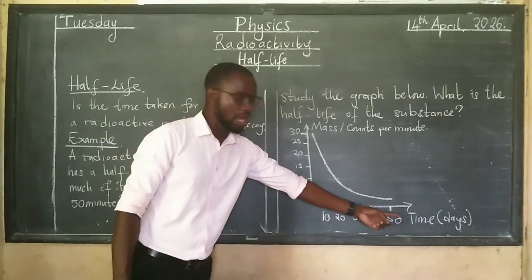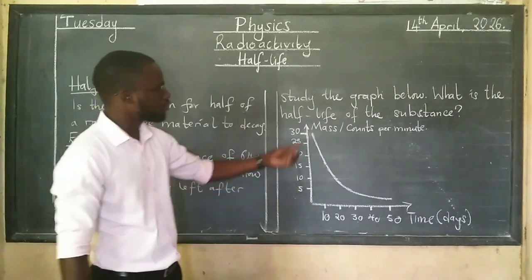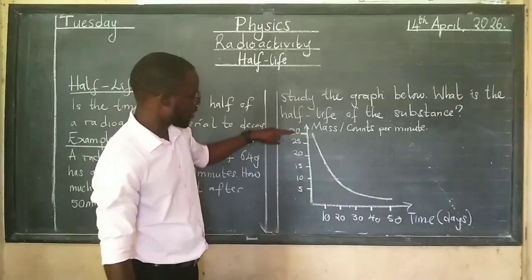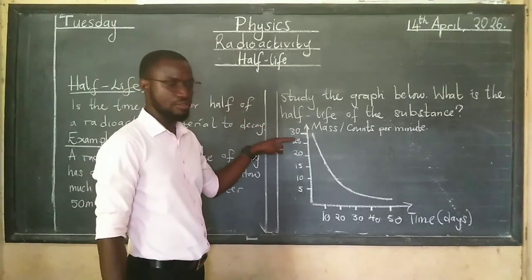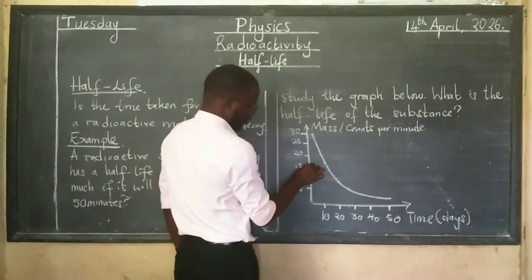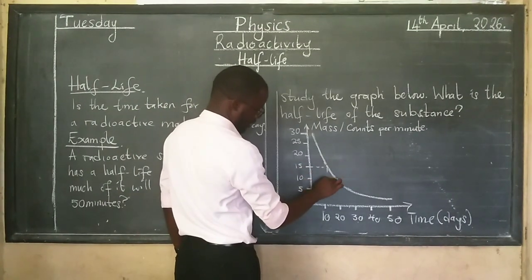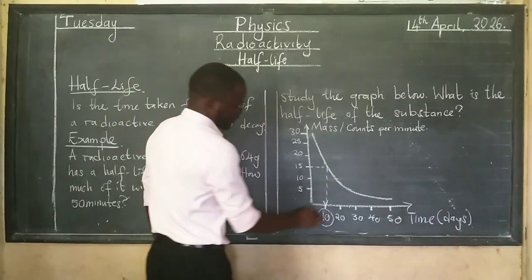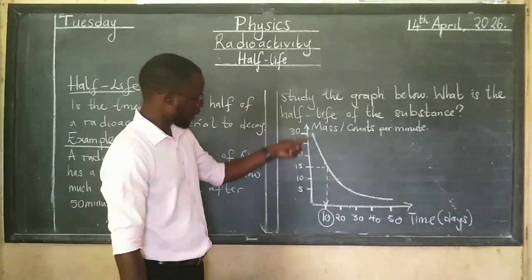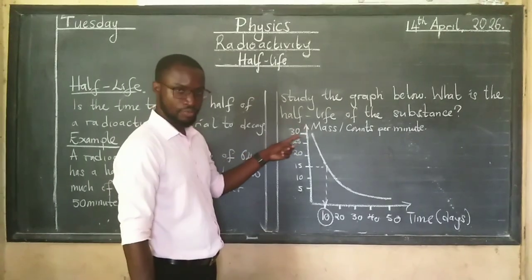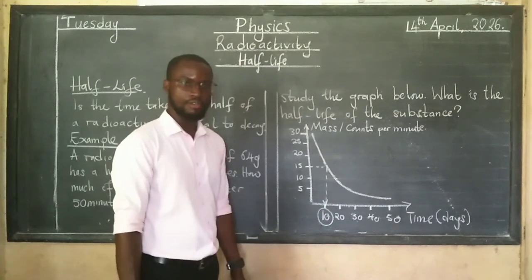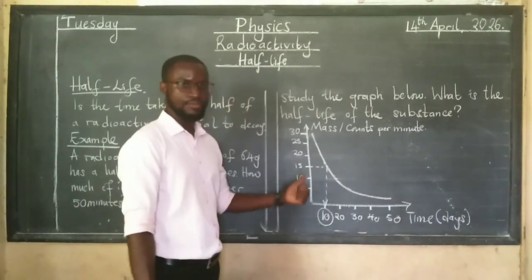Then at the bottom, we have time. So how do you find the half-life of this? First of all, ask yourself, what is the total mass you have here? It's 30. What is half of 30? Half is 15. So from 15, you just draw a line like this, and then you go down. Your half-life is therefore 10 days. So just find half of the amount you're given, draw a line, and you have found your half-life. That's how easy it is with the graph.